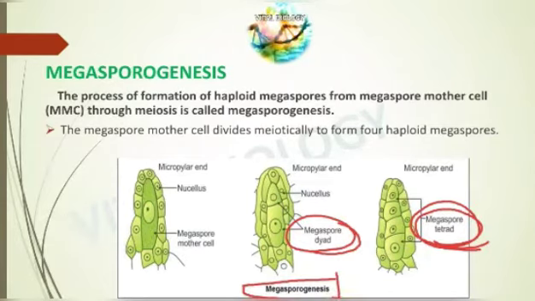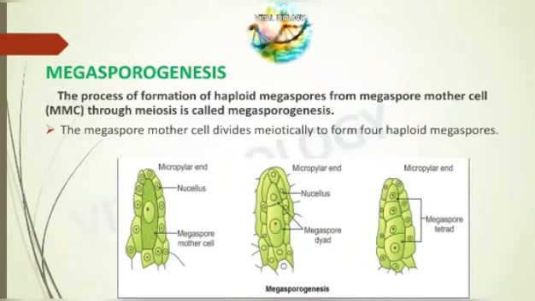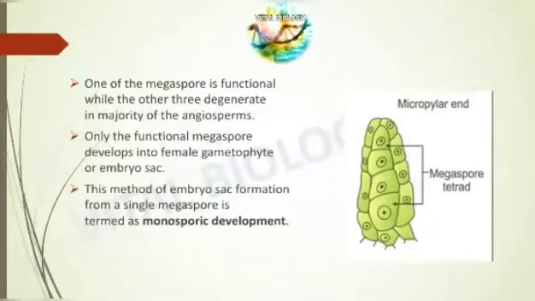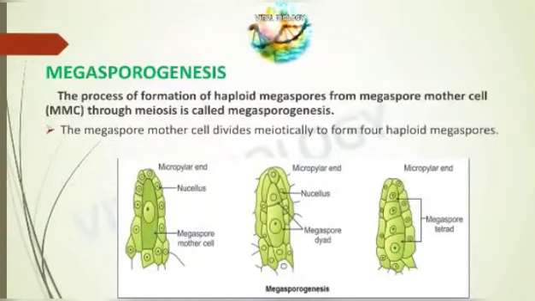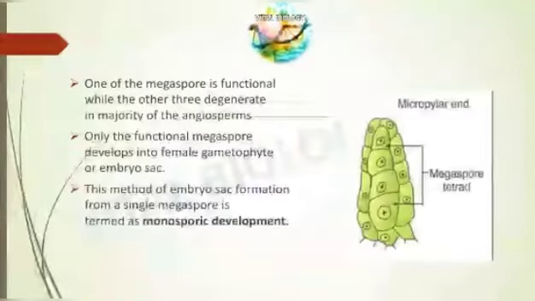Remaining steps are still there, so let us move on to the next. One of the megaspores is functional while the other three degenerate. As we saw in the last slide, there are four megaspores, right? In this, only one megaspore is working and the other three degenerate, meaning they are not seen. Only one is workable. Let us see this in the slide.